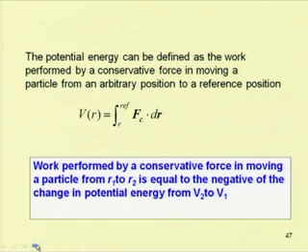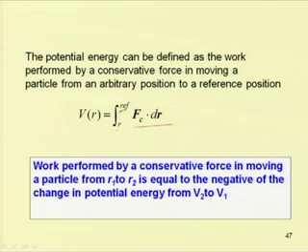The potential energy can be defined as the work performed by a conservative force in moving a particle from an arbitrary position to a reference position. So, the potential energy is defined by the work performed by a conservative force in moving a particle from an arbitrary position R to the reference position. One can find the work done, and that will be the potential energy of the system.